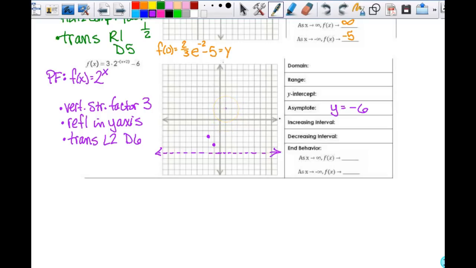So I'm here. Vertical stretch by a factor of 3, so my y value becomes 6. I reflect in the y-axis, and then go to the left 2 and down 6. 1, 2, 3, 4, 5, 6. Okay, so I have these 3 points.